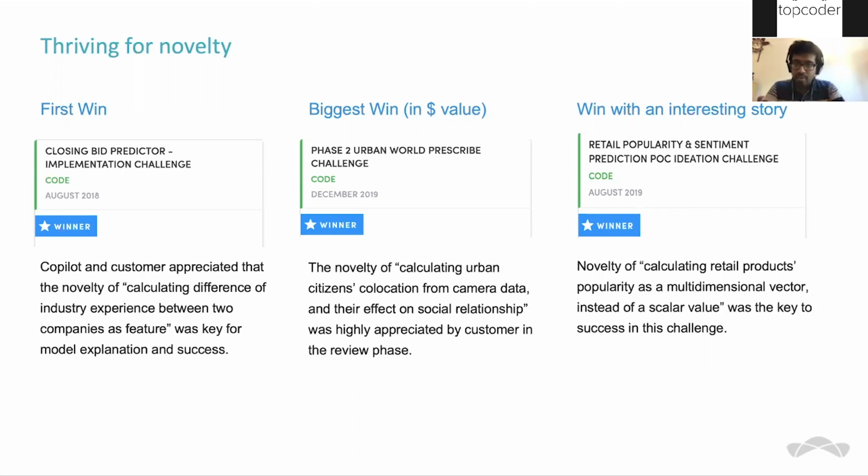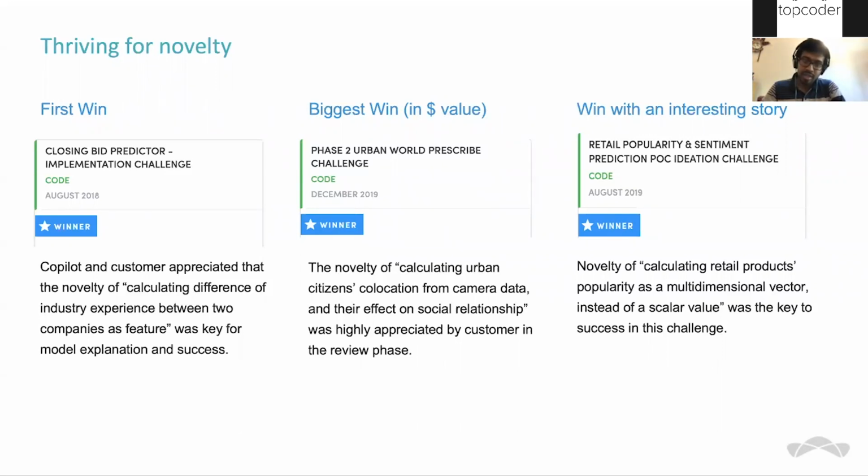And on the last one, the retail popularity challenge, I introduced another novelty: creating the popularity measurement not as a scalar, because the problem statement actually said we need a score of the popularity like 2.5 out of 10 or 5.5 out of 10. But I thought, what if I give a multidimensional vector value with 3 or 4 different dimensions that we can compare? That was a novelty factor on that problem statement. So I always strive for novelty in all of my solutions. It doesn't matter whether I win or lose, or whether I perform well or badly, I always try to give a novel solution.